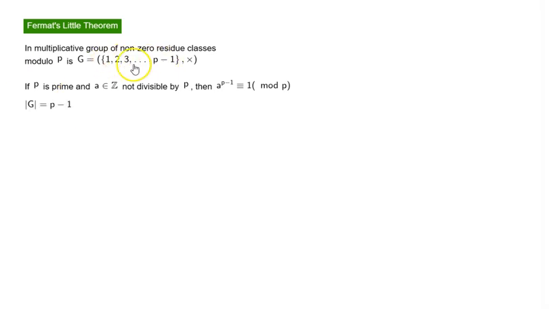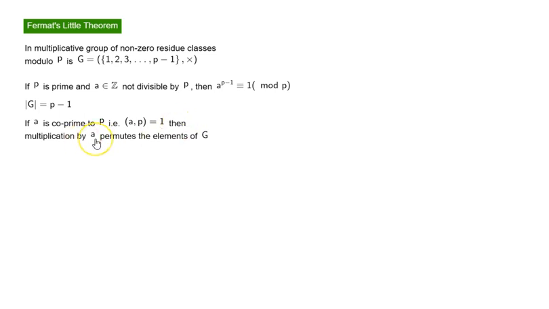Now here in this group of non-zero residue classes modulo P, the order is P minus 1. If A is co-prime to P, that is the GCD of A and P is equal to 1, then multiplication by A permutes the elements of G. Permutes basically means it rearranges the numbers. Let's multiply the elements by A.